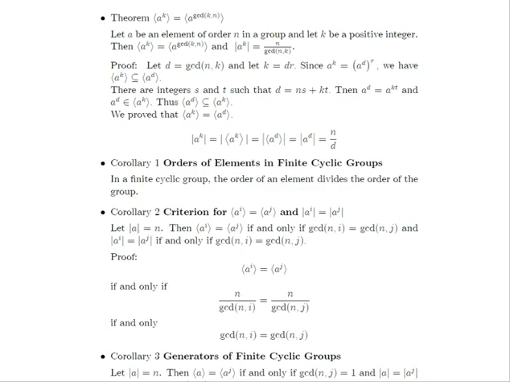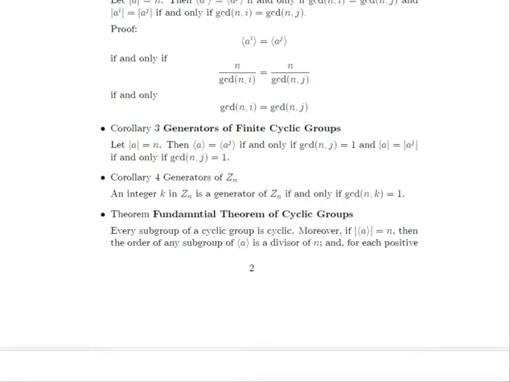Corollary 3. Generators of a finite cyclic group. Let the order of a be n, then the group generated by a is equal to the group generated by a to the j for some integer j, if and only if the GCD of n and j is equal to 1. And the order of a is equal to the order of a to the j if and only if the GCD of n and j is 1.